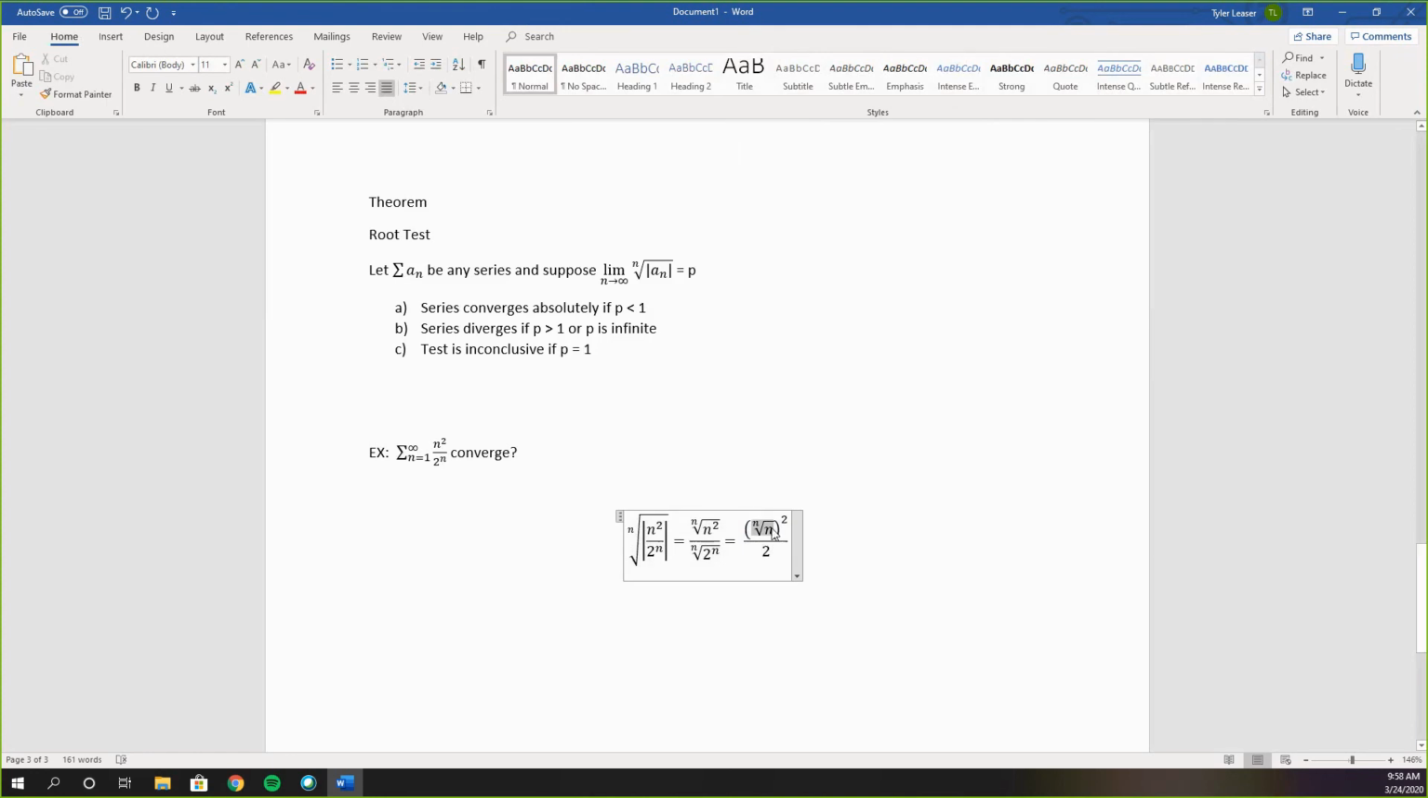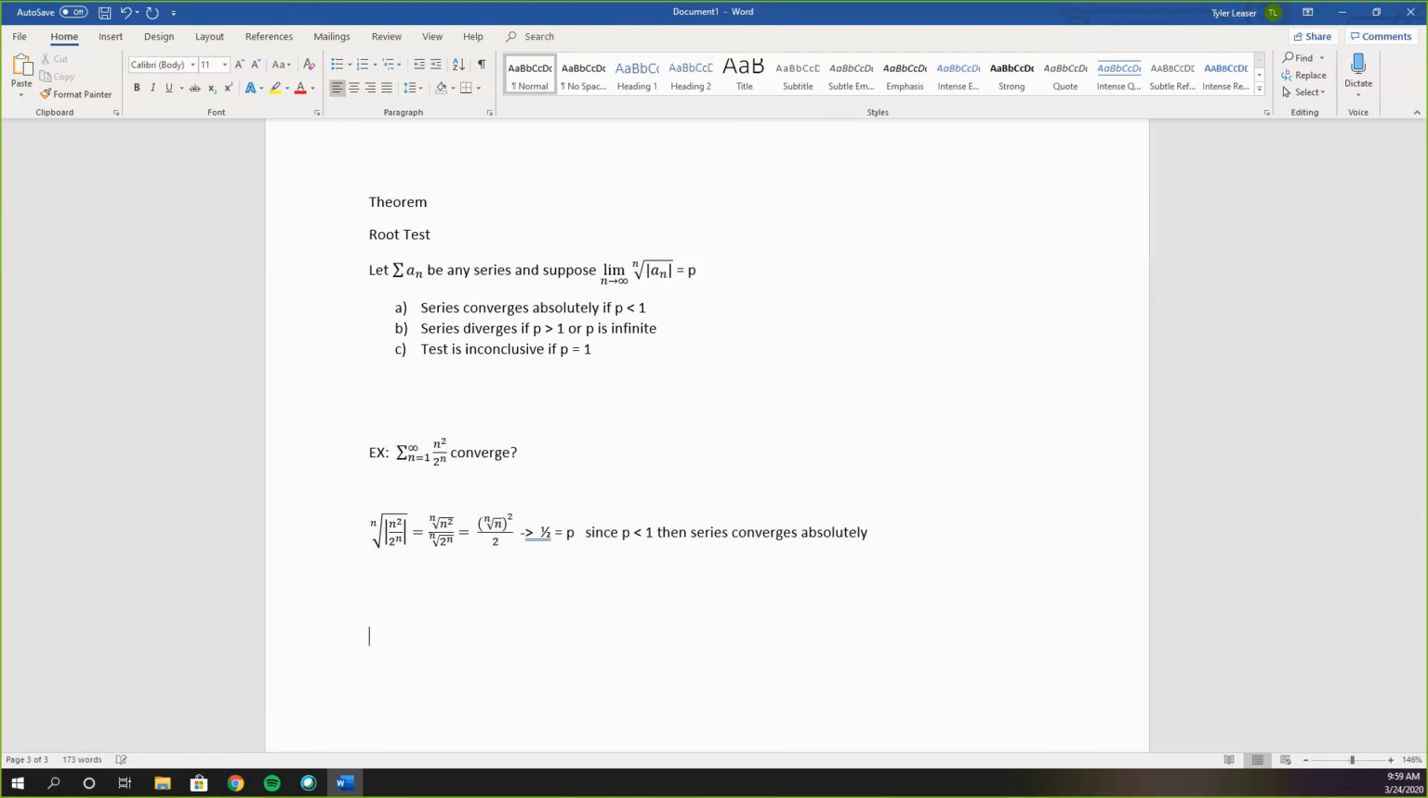This term up top is actually something that we saw back in section 1. This is one of those common sequences that we know the answer to. As n goes to infinity, this just approaches 1. And because that just approaches 1, that says that this, as the limit of n goes to infinity, is just going to approach 1/2. Don't forget that that is my p-value. And since the p is less than 1, that says that my series above doesn't just converge, it converges absolutely. Okay, great. So that's just an example of using the root test here.